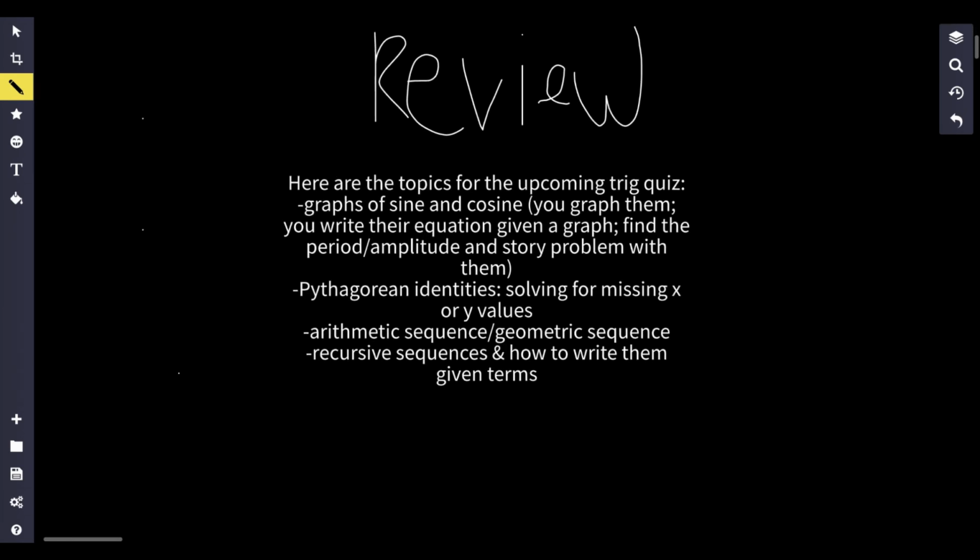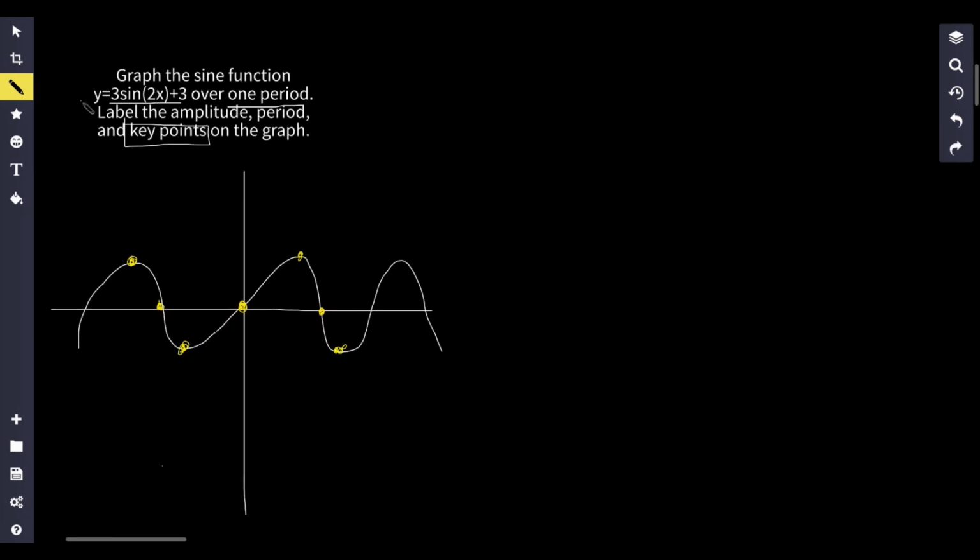Here are the topics. Graph the sine function y is equal to 3 sine of 2x plus 3 over 1 period. Label the amplitude, period, and key points on the graph. What you got to know to do this problem is, first, you have to know what the original sine of x function looks like. How can you graph a sine of x function without knowing how the original looks? What you got to know is that the original function starts at the middle point.